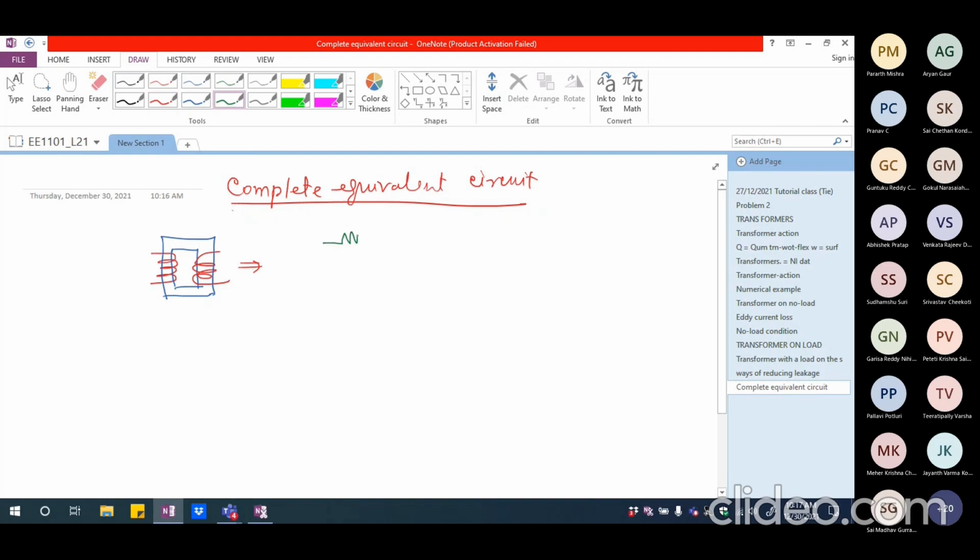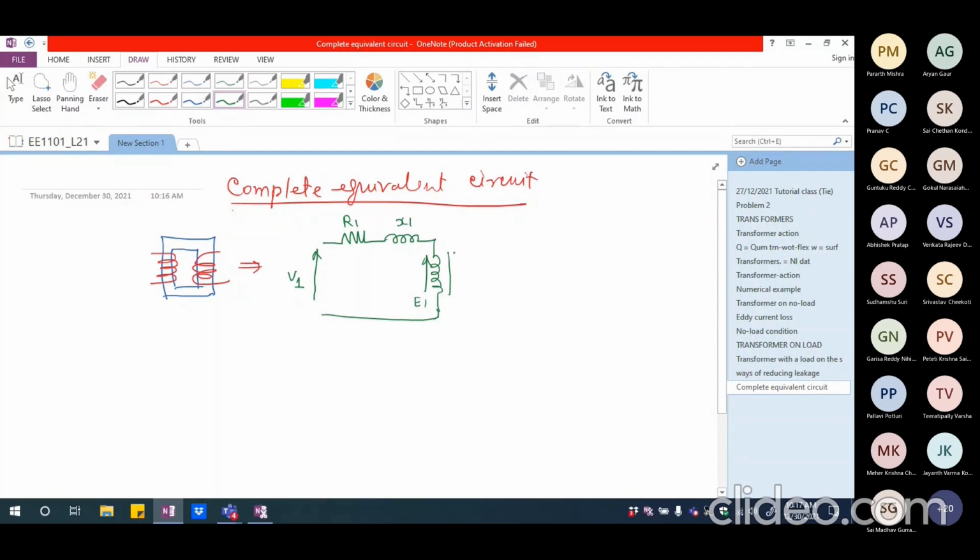So I will have to have a primary resistance, primary winding resistance R1, primary winding leakage reactance which is X1, and I'm going to have, after the drop in all of them, the voltage E1 induced here. Okay, that E1 induced EMF is due to the mutual flux between the primary and secondary. What I am applying here is V1.